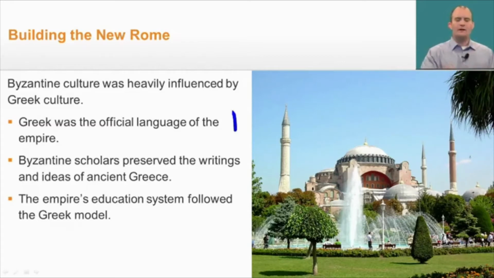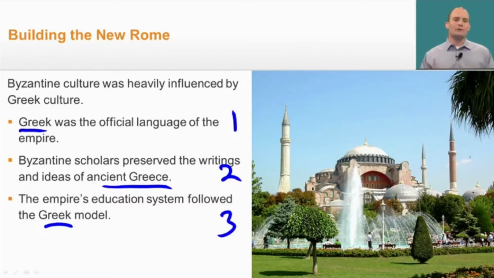One, Greek was the official language of the empire. Two, Byzantine scholars preserved the writings and ideas of ancient Greece. And three, the empire's education system followed the Greek model. So it was a Greek education. If you were a student in the Byzantine Empire, you would be studying the writings of Homer or studying Euclid, things like that.